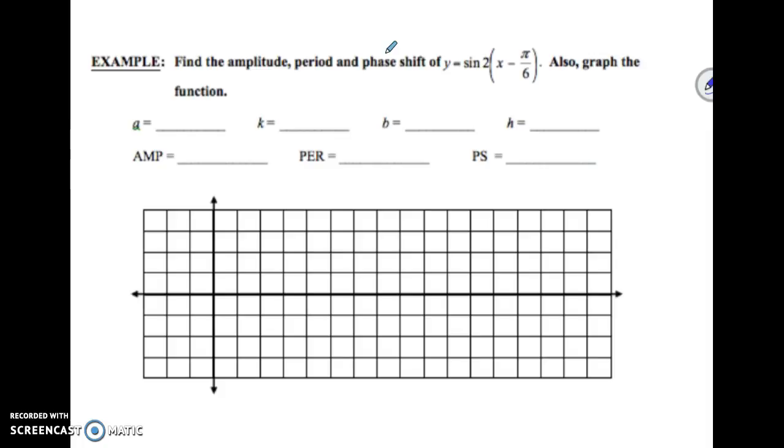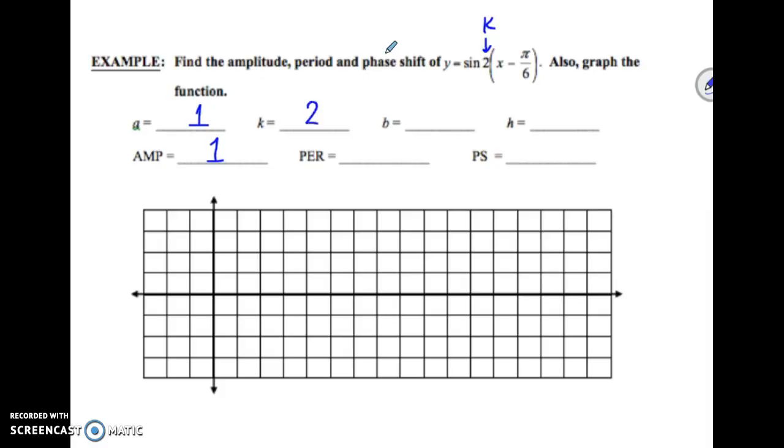So first, let's just fill out all the information that we need to make our graph. Our amplitude, or our a value here, I should say, is 1. Which means that our amplitude is going to be 1. That's our normal, like our parent. We have a k value right here in the function. Our k value is 2.